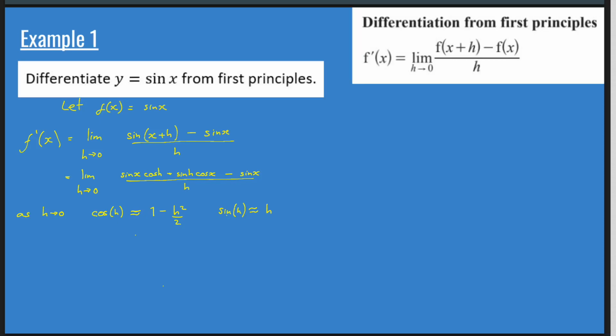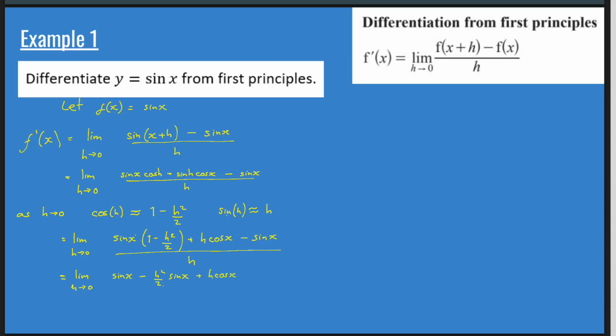Now, I'm going to put them in, so I get my limit as h goes towards 0 of sin x times by this small angle approximation, plus h cos x, using the other small angle approximation for sine of h, minus sin x, all over h. I'm now going to expand that out. So this equals the limit as h goes towards 0 of sin x minus h squared over 2 of sin x.